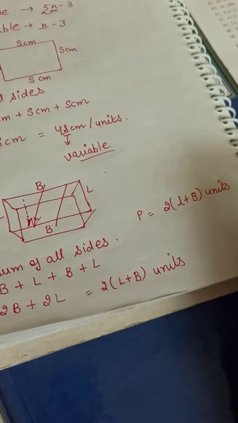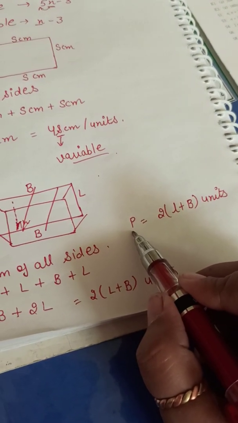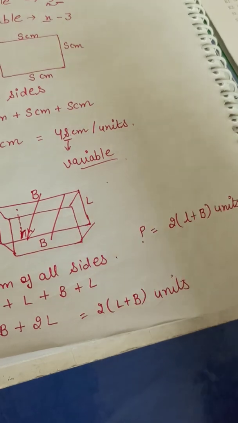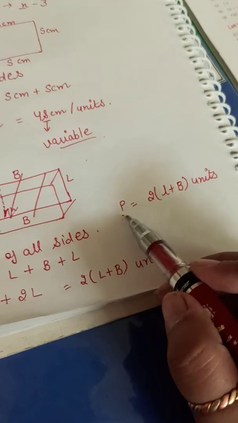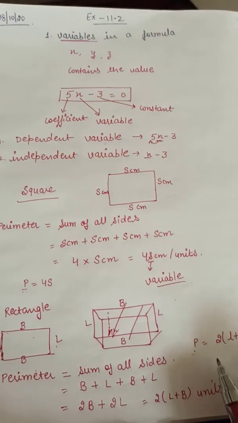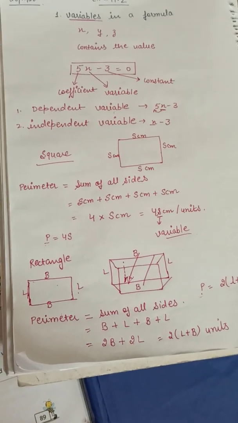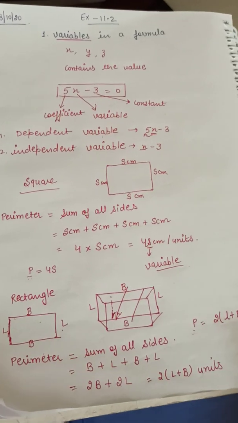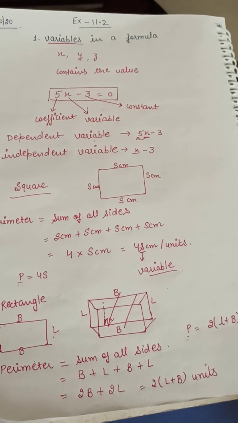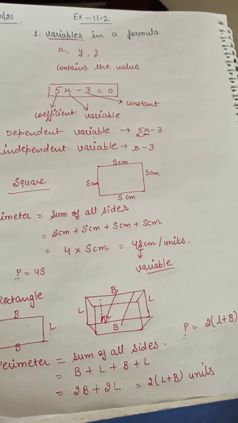So in this, P is the variable, right? The perimeter depends on the value of the length and breadth. Now it is clear how we will use variables in a formula and what the variables are.